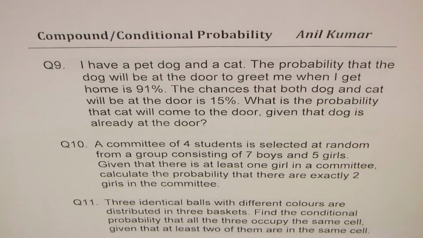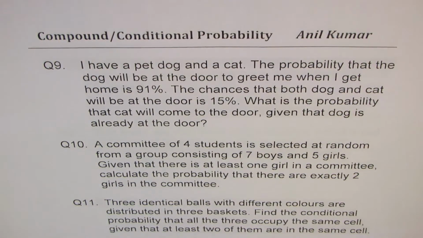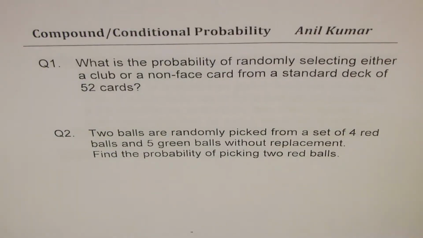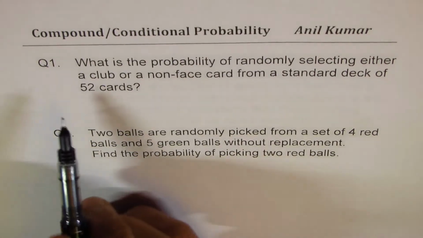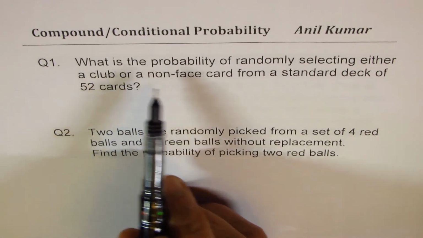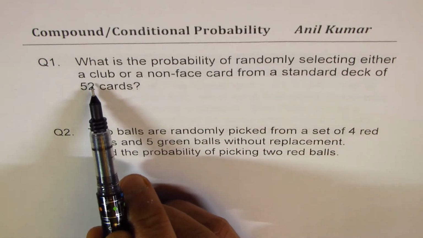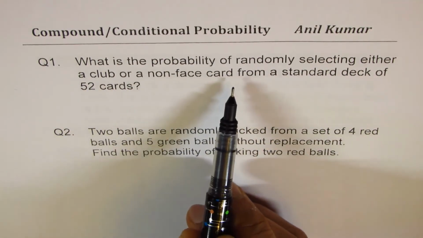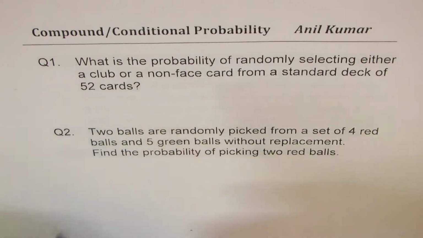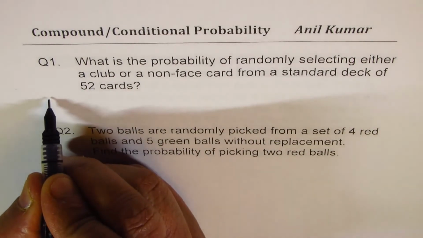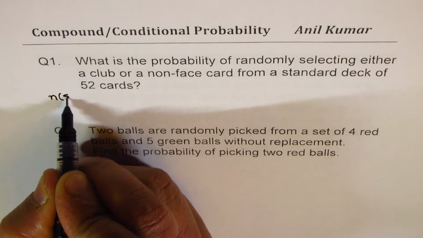Now, we'll take these questions one by one and see how to answer them. Thank you. Now let us solve these questions one by one. Question number 1. What is the probability of randomly selecting either a club or a non-face card from a standard deck of 52? So we know that in our sample space we have 52 cards.